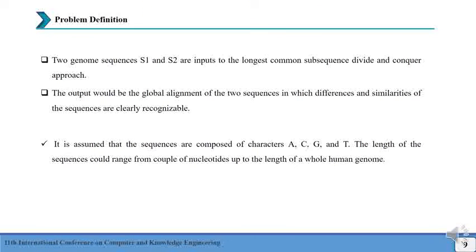Two genome sequences, S1 and S2, are inputs to the longest common subsequence divide and conquer approach. The output would be the global alignment of the two sequences in which differences and similarities of the sequences are clearly recognizable. It is assumed that the sequences are composed of characters A, C, G, and T. The length of the sequences could range from a couple of nucleotides up to the length of a whole human genome.